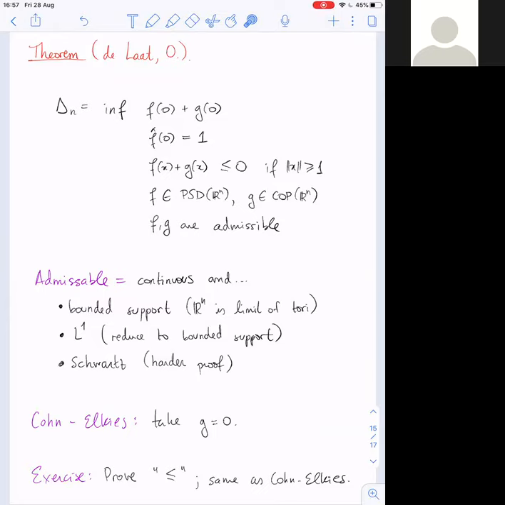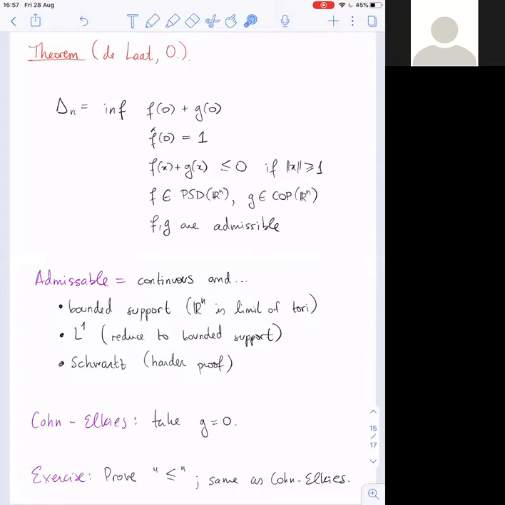Okay, so what is admissible? Admissible can be one of three things: either bounded support, which makes this theorem a bit easier to prove, or it can be L1, in which case you just reduce this case to bounded support, or it can be a Schwartz function. And then the proof of this theorem is harder.